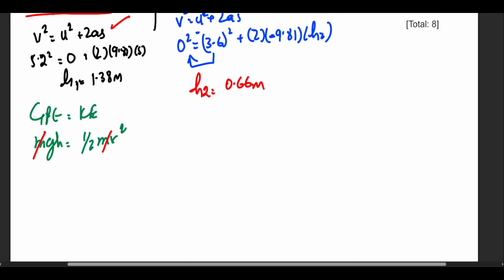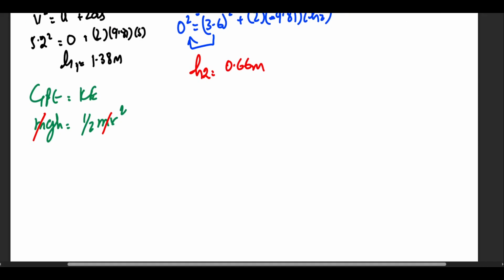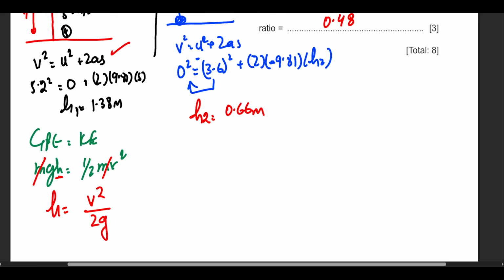It's not that different. For the h, it would have been h equals v squared divided by 2g. If you rearrange this equation, you will end up with the same equation looking like this. So you could have used the energy logic here too, for the first part and for the second part. It depends on your idea and knowledge base.